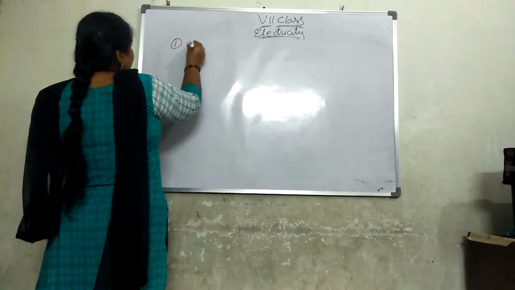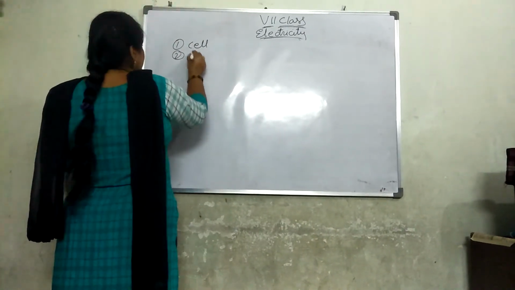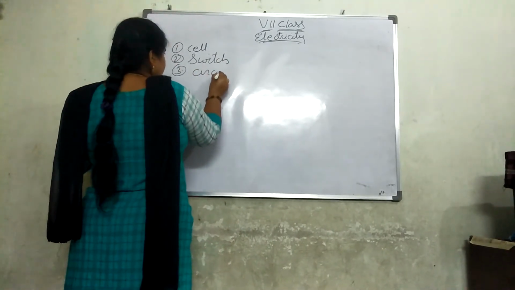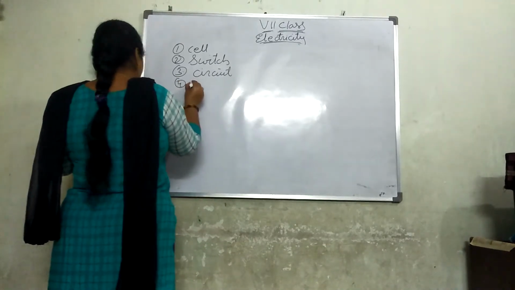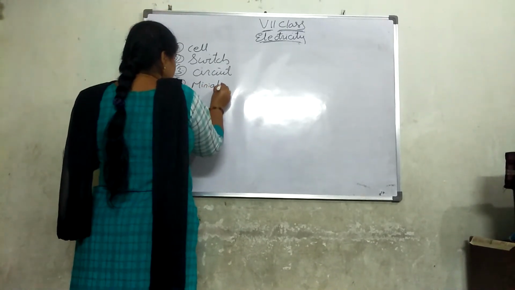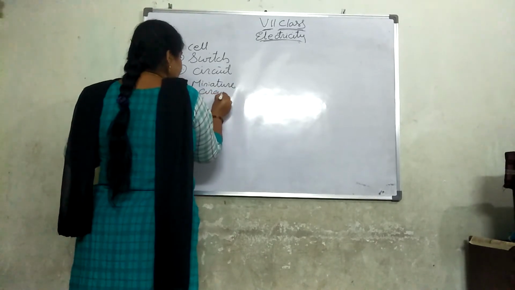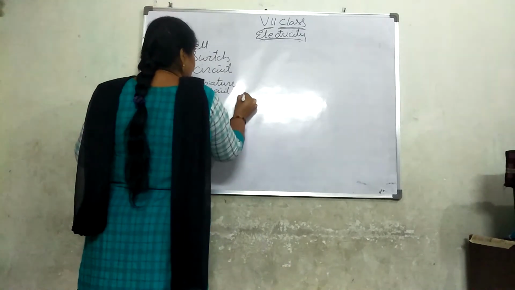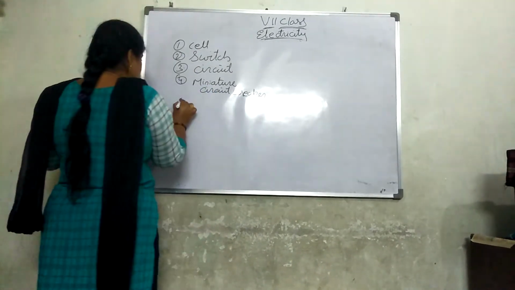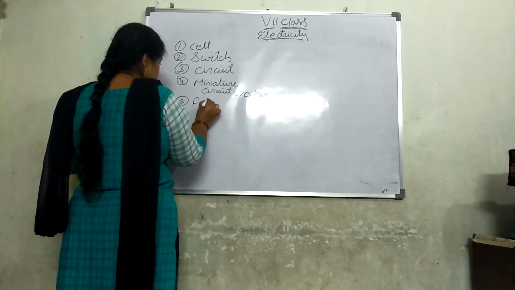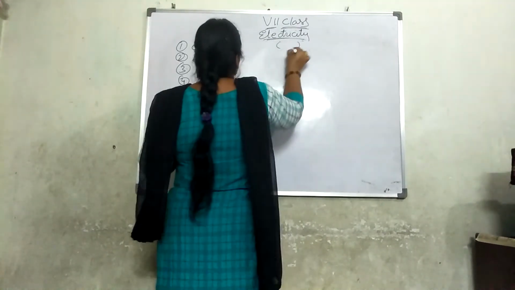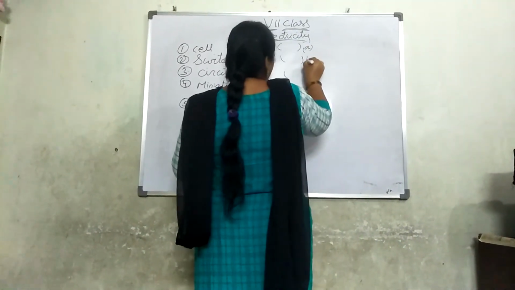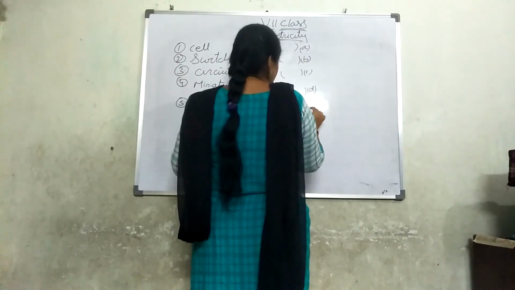First one, cell. Second one, switch. Third one, circuit. Fourth one, miniature circuit breaker. Sorry, breaker. Next, fifth one, fuse. Then here 1, 2, 3, 4, 5. Coming to here, A, B, C, D, E.